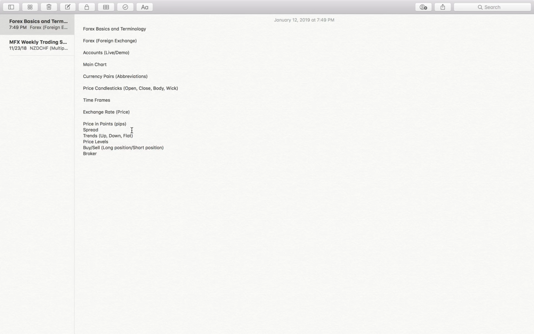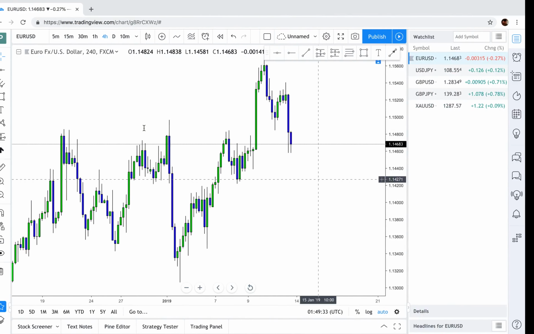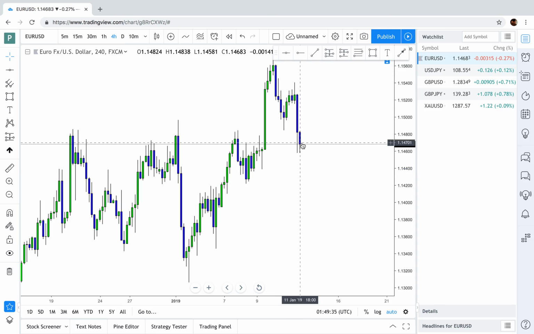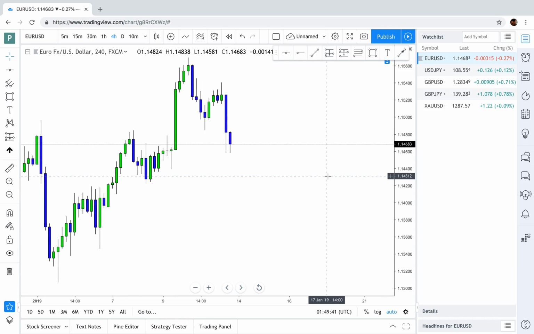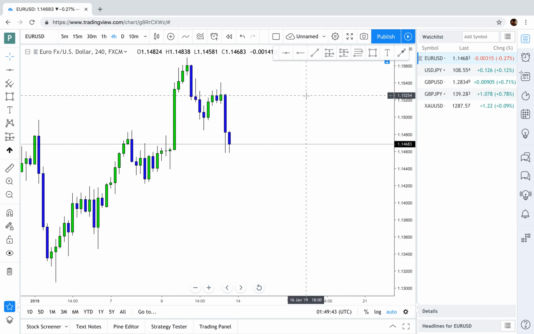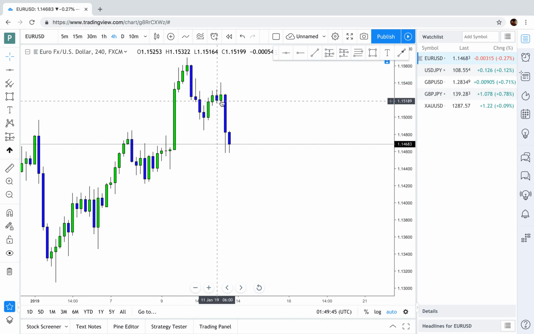So price in points, pips. I'm going to be going over a whole video about this, but just so you know, price in points represents how much movement the market is making. So pips is a way of calculating market movement. For instance, if I were to say the euro versus the US dollar moved from here down to here, I would represent this movement in terms of what's called pips.